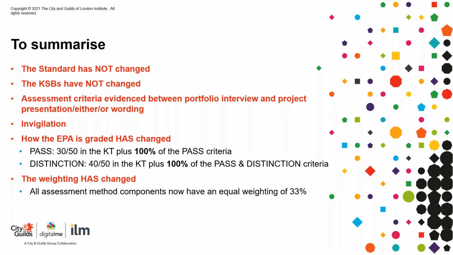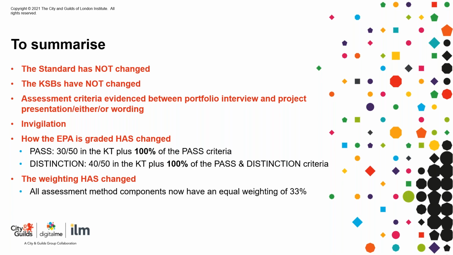With regard to invigilation, it remains the responsibility of ourselves and any other EPAO to ensure that appropriate invigilation of that knowledge test is carried out. Again, we'll be giving out further details on this in our March webinar. The assessment plan is now graded differently, with all criteria now needing to be achieved for a pass in both the portfolio and the project, remembering alongside the knowledge test grading, which hasn't changed. So it's still a minimum of 30 out of 50 for a pass and 40 out of 50 for a distinction.